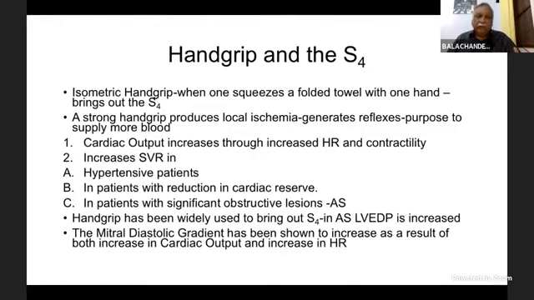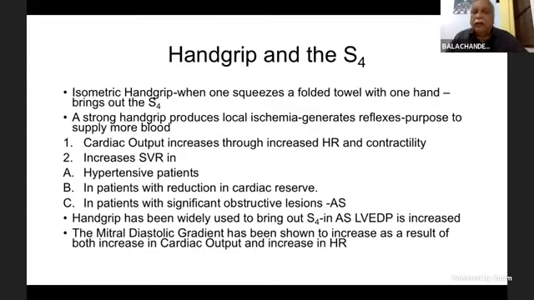Now, the important thing is sometimes a strong hand grip produces local ischemia and generates reflexes meant to supply more blood. It can even be considered equivalent to some sort of physiological distal conditioning. The cardiac output increases through increased heart rate and contractility. It increases the systemic vascular resistance, especially in hypertensive patients.